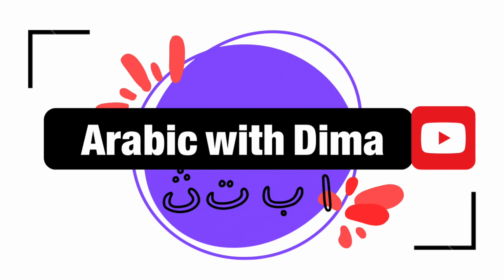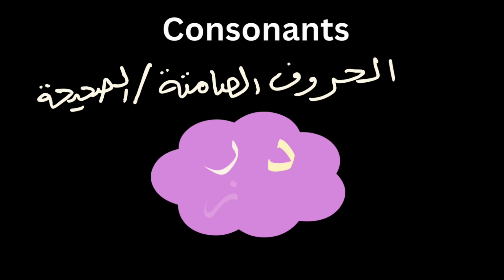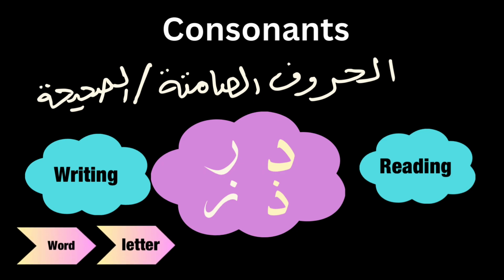In the previous videos, we learned about الحروف الصحيحة, or the consonants. And in today's class, we will continue talking about more حروف صحيحة, which are dal, dhal, ra, and za. As you already know, we will explain how to read and write our letters in a word and as a letter, separately. The first letter is dal.